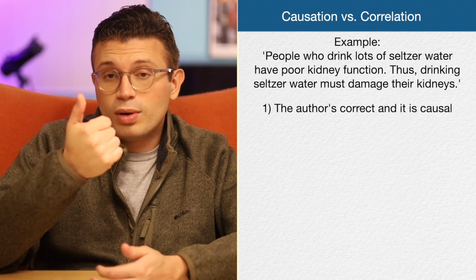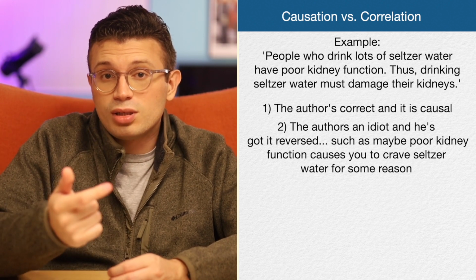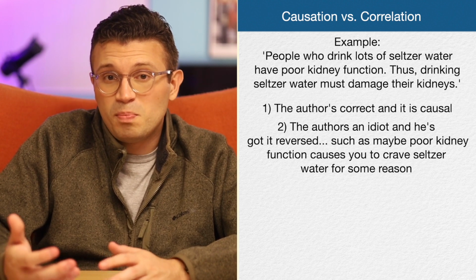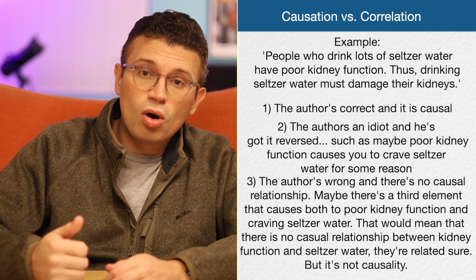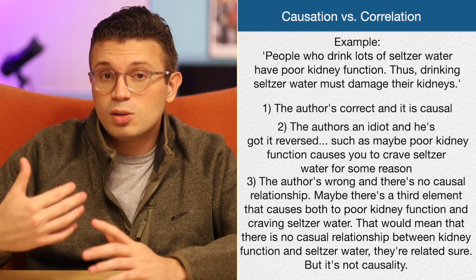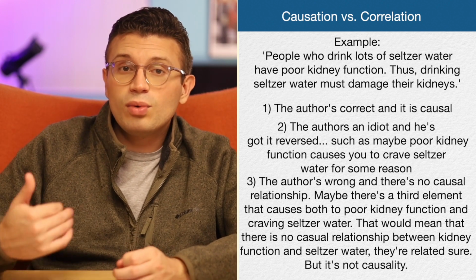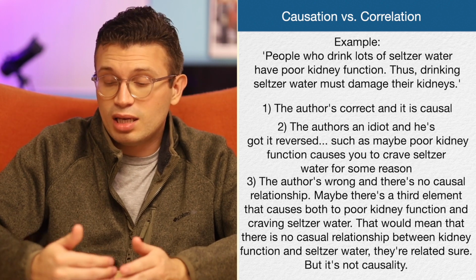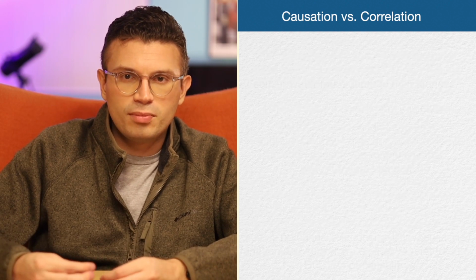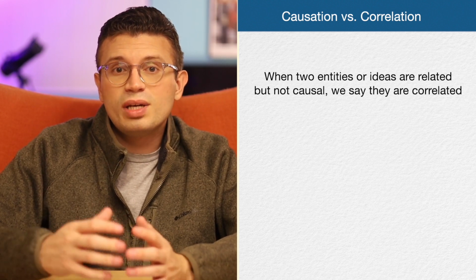Number 1, the author's correct and it's causal. It's fine, it could be, right? Number 2, the author's an idiot and he's got it reversed. Maybe poor kidney function causes you to crave seltzer water for some reason, right? Number 3, the author's wrong and there's no causal relationship. Maybe there's a third element, something not spoken about, that causes both poor kidney function and craving seltzer water. That would mean that there is no causal relationship between kidney function and seltzer water. They're just related. They're correlated, but it's not causality. When 2 entities or ideas or things are related but not causal, we say they are correlated.